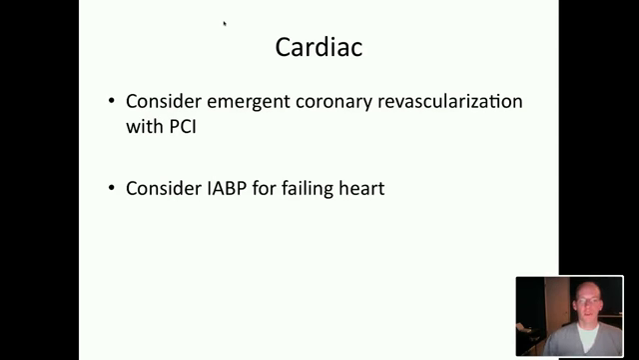You're going to consider emergent coronary revascularization with percutaneous interventions in the cath lab for any VFib arrest, especially any out-of-hospital VFib arrest, but consider it for anyone who has EKG findings or a strong clinical history of a myocardial infarction. You can consider an aortic balloon pump for a failing heart, so if the contractility is still poor and the patient's hypotensive, consider placing an intra-aortic balloon pump. Once again, either your cardiac surgeons or your cardiology colleagues will assist you in placement of the balloon pump.